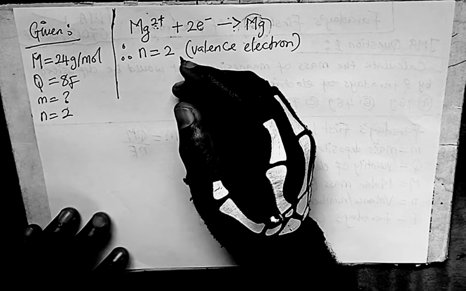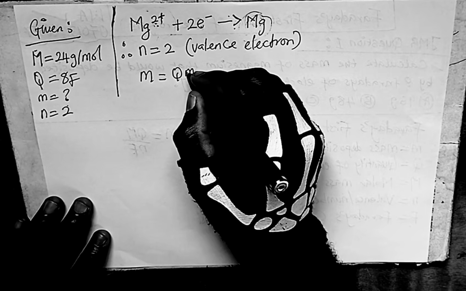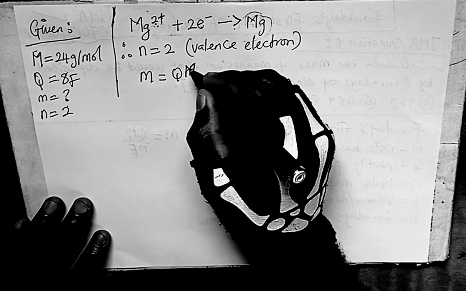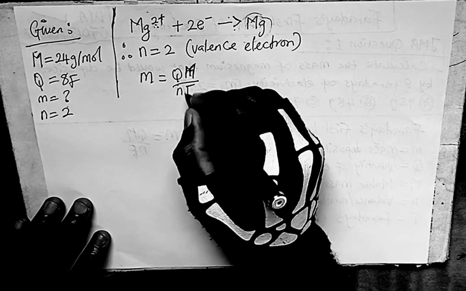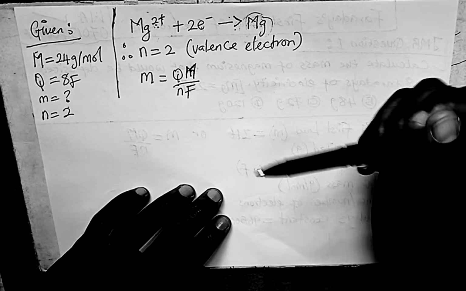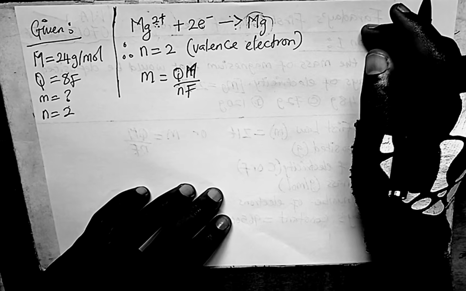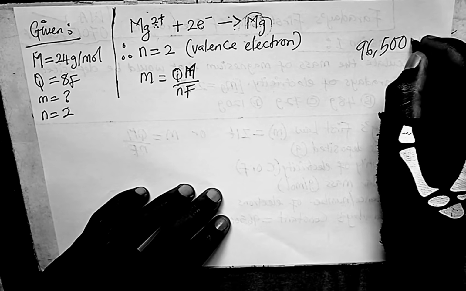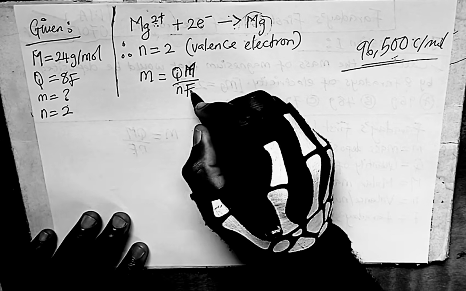We now apply the formula for mass: M equals Q times molar mass over nF, where the molar mass should be a capital letter M. Here we have the quantity of electricity Q, and we still have Faraday. If you are using Faraday's first law of electrolysis to solve, there is no need to put in the Faraday constant. They hardly give a question that involves using the Faraday constant 96,500, so we are going to cancel this F out.